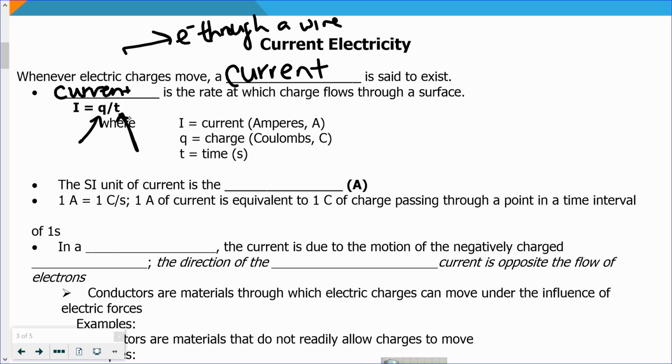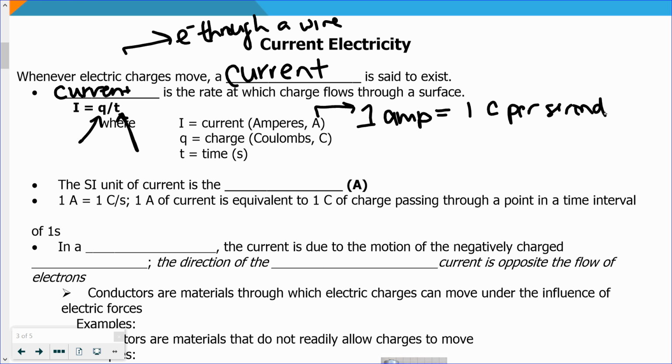And so 1 ampere, 1 amp, is how we usually write it. 1 amp is equal to 1 coulomb per second. So that's what 1 ampere actually is.